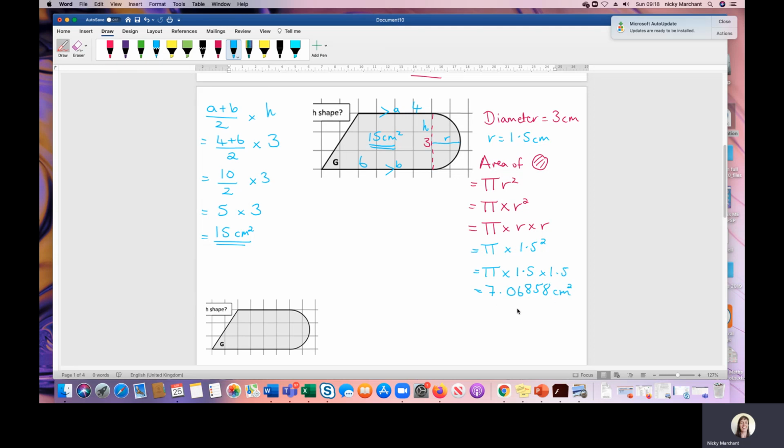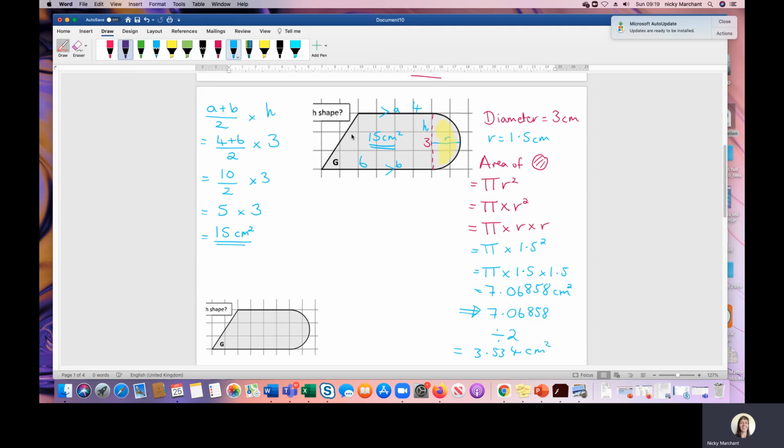Now, don't get ahead of yourself again. You're not finished because you've only got half a circle. You've got a semicircle here. You have found the area of a whole circle, so you now need to divide that whole circle area by 2 to get the semicircle. Same if you'd had a quarter, you'd divide it by 4, an eighth divided by 8. So we divide that by 2 to get our semicircle, and we get 3.534 centimeters squared.